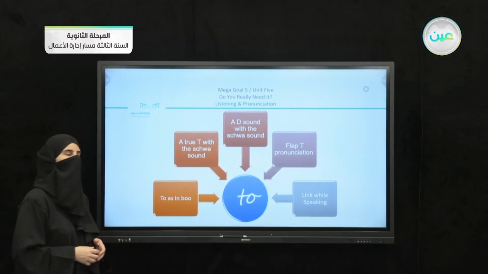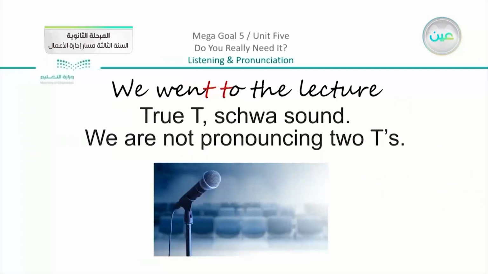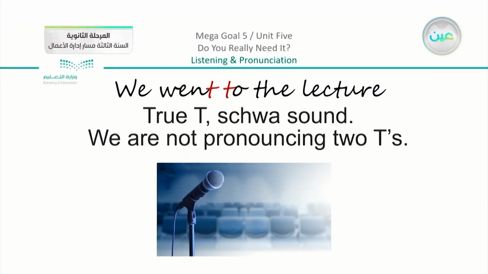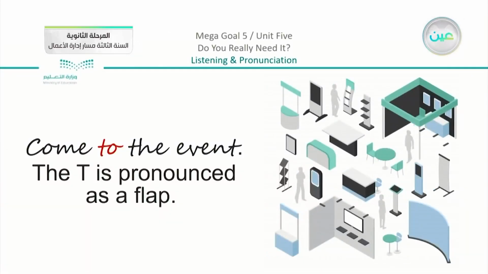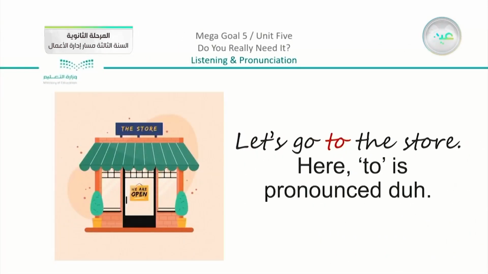And we learned how to link, within speaking, our T sounds, or the "to" in general, with the other words. Now we do have an exercise in the book. Just to start, here are examples that we took yesterday, and then we will apply. We have here the first one. We went to the lecture. You can see that there's just one T sound. Come to the event. There's a flap sound here. Let's go to the store. There's the D sound here.